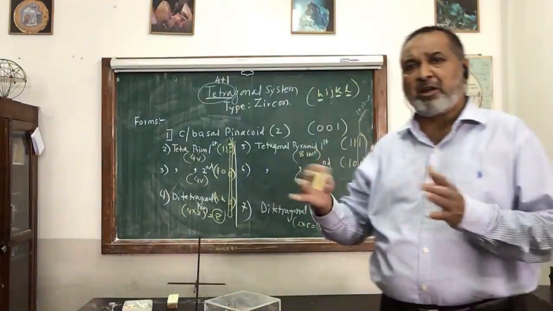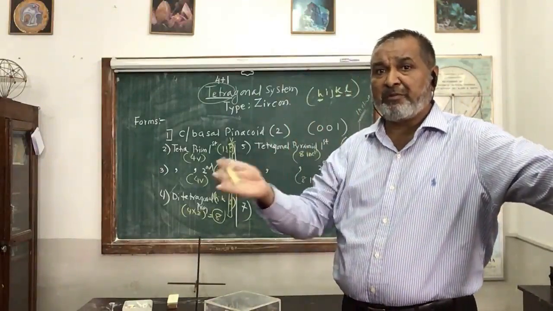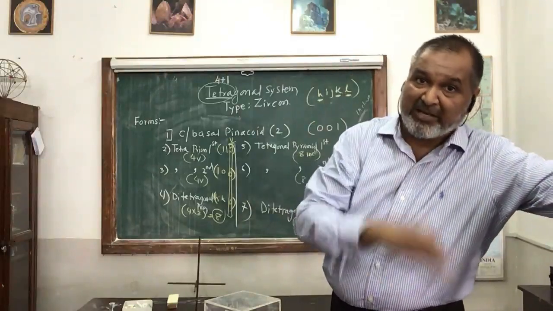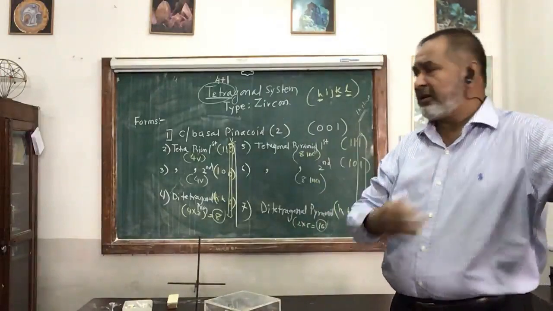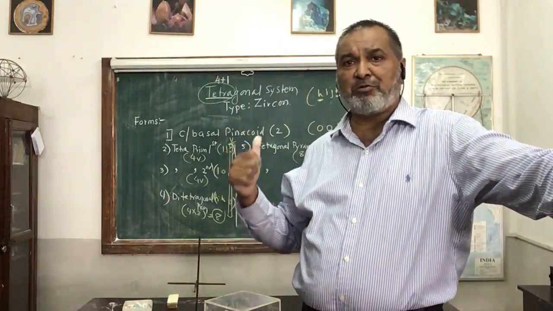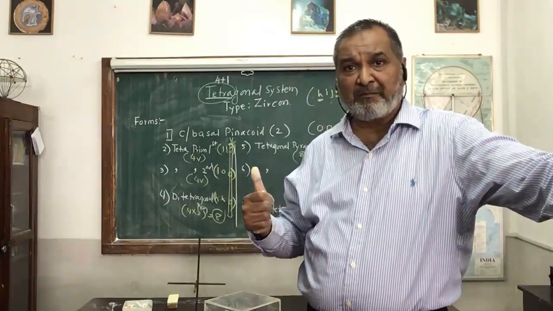models together, and we'll find out how you can differentiate the model of orthorhombic from tetragonal, or tetragonal from the cubic, or tetragonal as well as hexagonal. How you will make the difference. Then monoclinic, triclinic, that we'll see one by one systematically. But today we are going to see the tetragonal system, zircon type, 5 planes, 5 axes.